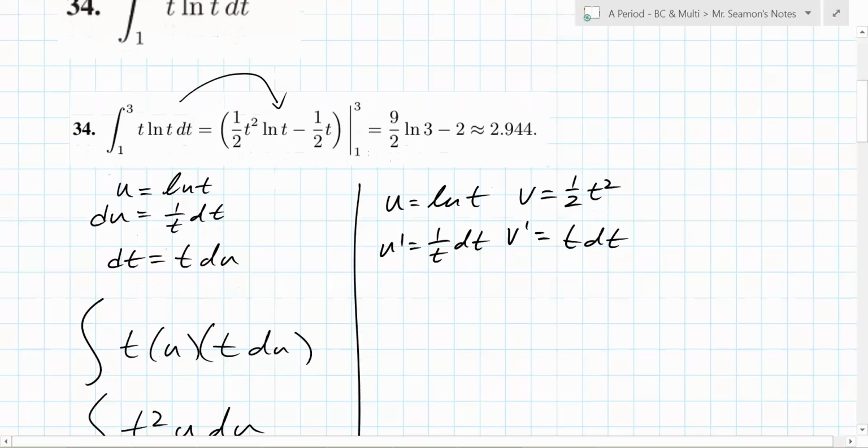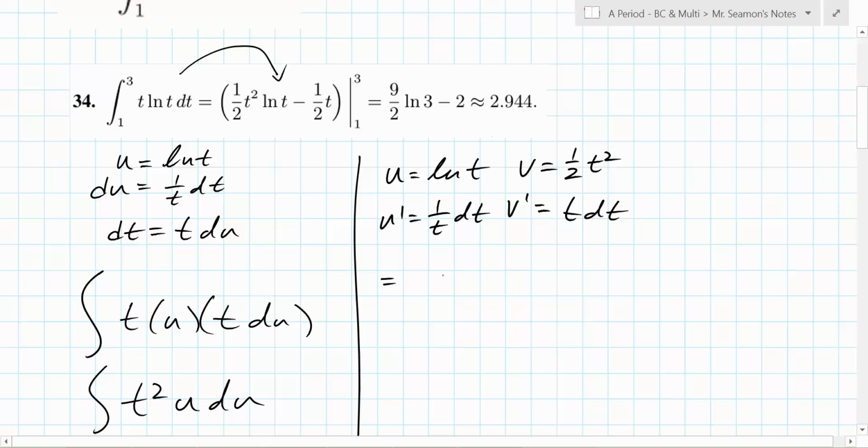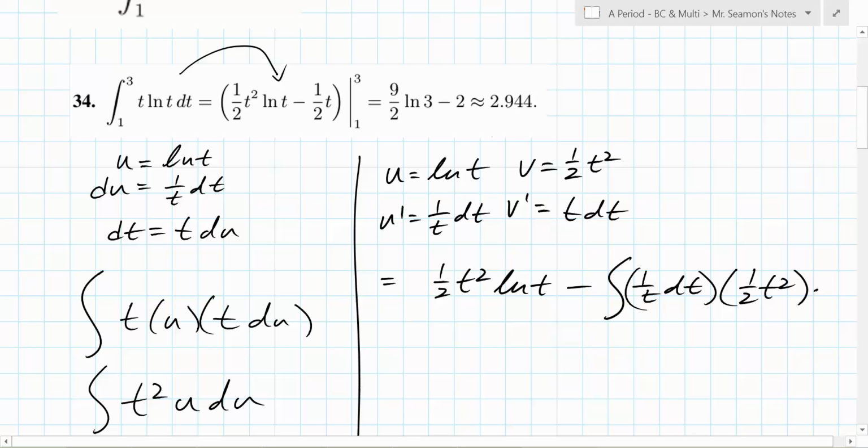1/2 t squared. So if we write this out, we now know it's going to be u times v. So what is that? 1/2 t squared ln t. Is that correct? Minus the integral of what? Is it u prime v? Yeah, it's u prime v. Help me out here. It's really easy to confuse me on this stuff. Thank you. So we end up with 1 over t dt. That's u prime, and what's v? 1/2 t squared. Oh, the dt is already there.